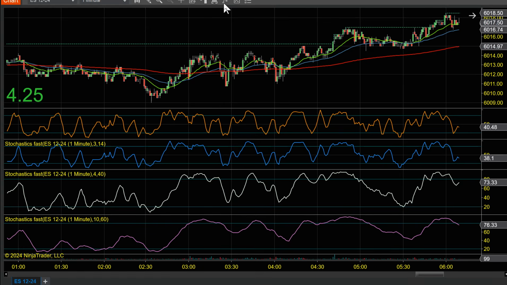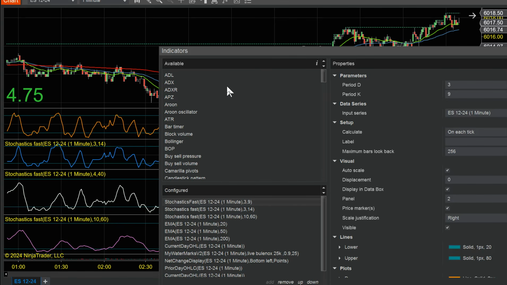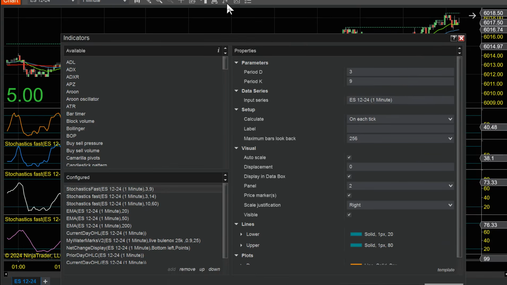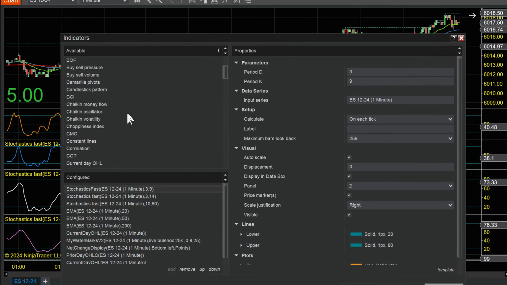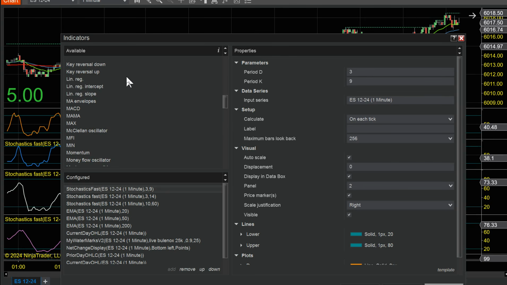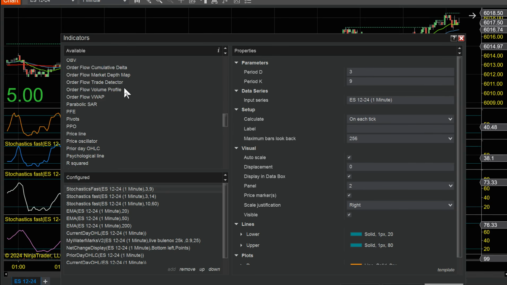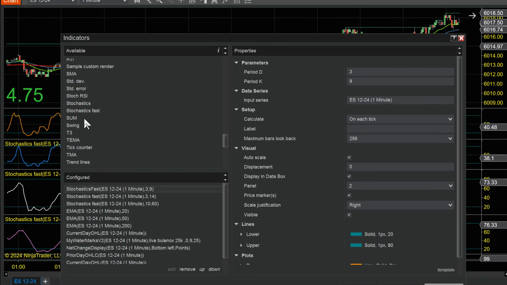I remember sometimes this could bog down. I don't want it to bog down. All right, so if you go to your indicators on the NinjaTrader platform, up at the top of your chart, you'll see a little squiggly line. It'll say indicators, and you scroll down, and you'll see it under your available indicators. Again, this is on NinjaTrader right now. You'll see stochastics, and you'll see stochastics fast.